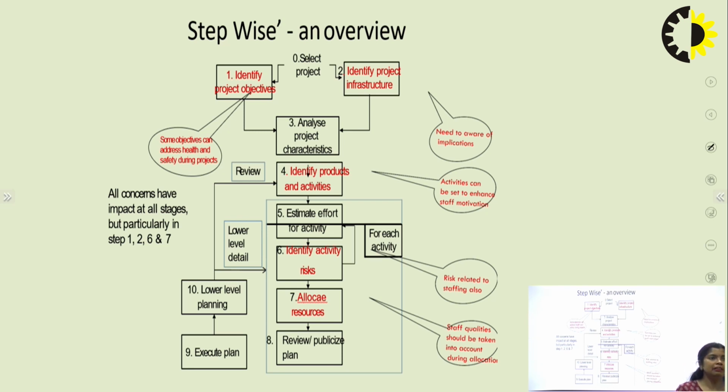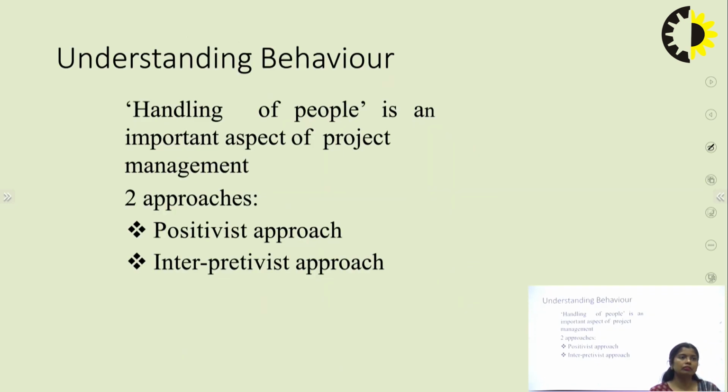So in these particular steps, you can say in steps 1, 2, 4, 6 and 7, we need the staffing of the project team members. So now, how to understand the behavior of a person, or the behavior of the team? Handling of people is an important aspect of project management. There are two aspects. The first one is the positivist approach, and the second one is the interpretivist approach.